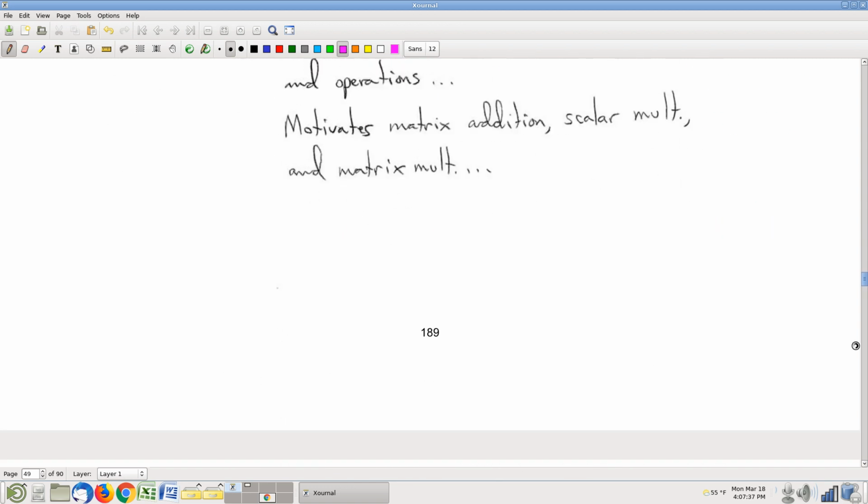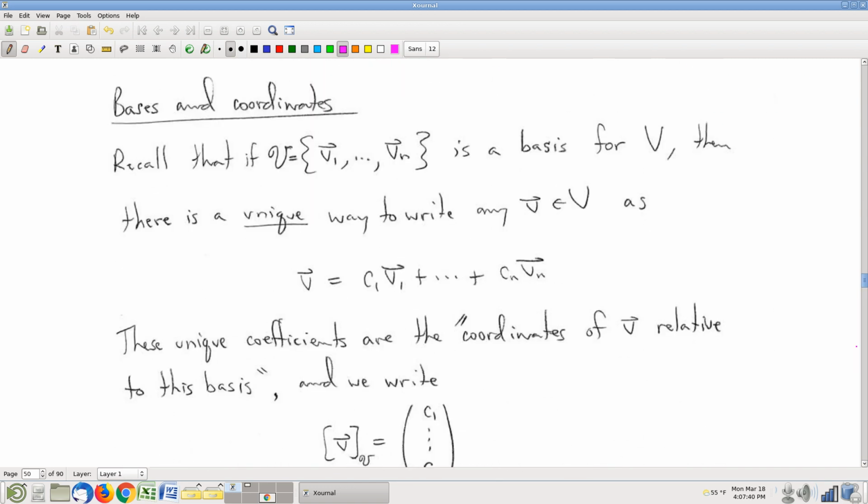Okay, I've got a couple minutes left. I want to set up a little bit of context for the next thing that we're going to do. I want to remind you of an old fact about bases from way back when. If you have a basis for a vector space, this goes back to section 2.4.